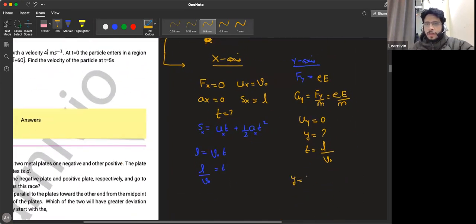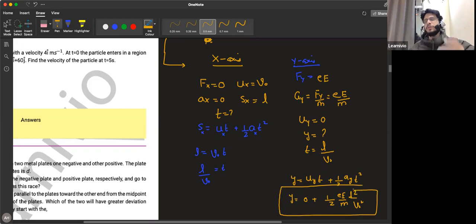So you can write y is uyt plus half ayt square. You're supposed to calculate y. uy is 0, half ay is this thing, eE by m, multiplied by time square, which is L square by v0 square. So this is the y deflection of the charged particle.